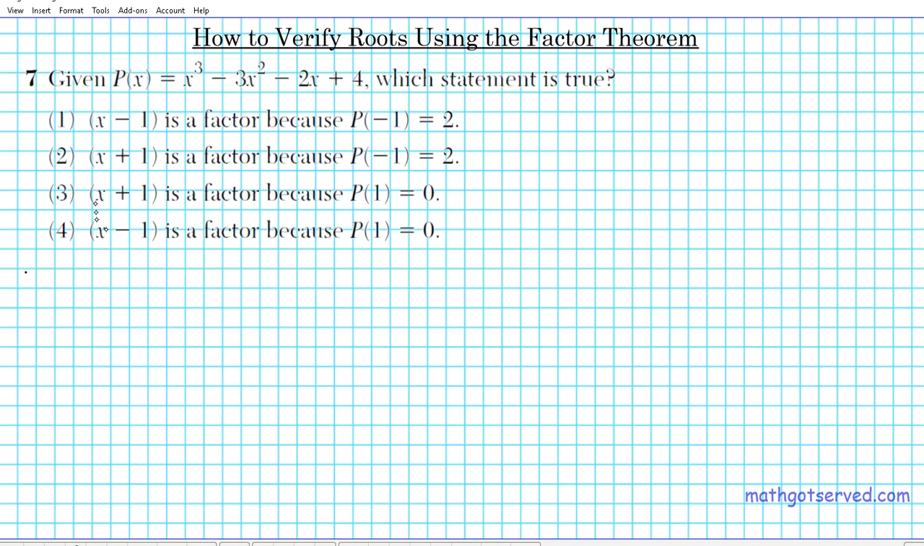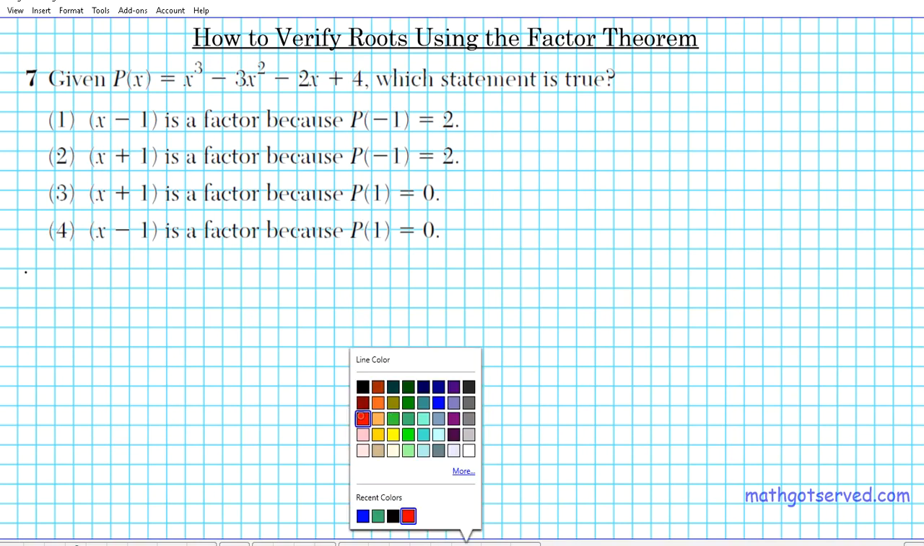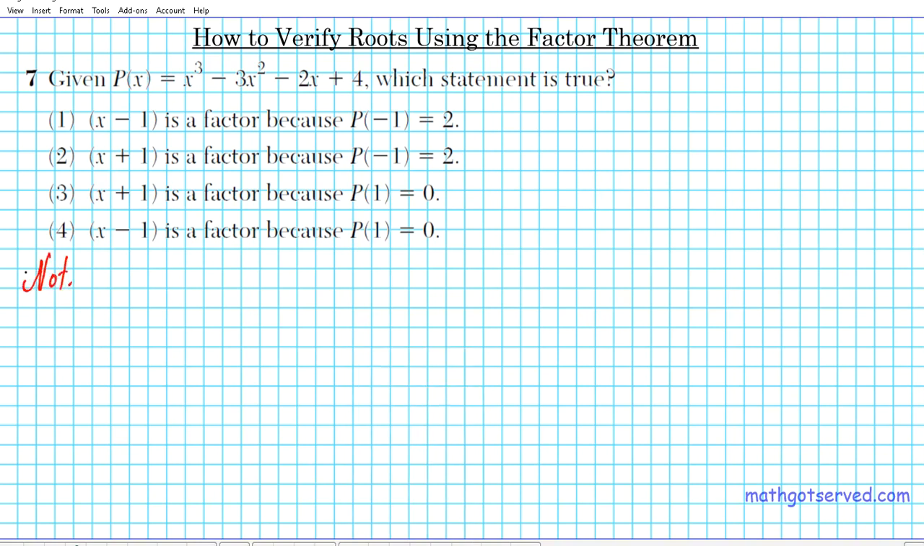So we have 4 statements here. We have the factors and we have the implied roots based on what the factors are. Before we start solving the problem, let's note what the factor theorem is. If you know what the factor theorem is, then you are in a good position to solve the problem. The factor theorem is as follows.